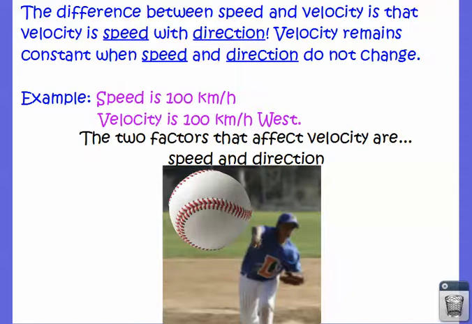So when baseball pitchers throw a ball, even if that ball is traveling the exact same speed all the way to the mound, it's changing direction, and therefore it's changing velocity. It always kills me when baseball announcers talk about a pitcher's velocity changing. Their velocity is changing with every pitch because the direction is constantly changing.